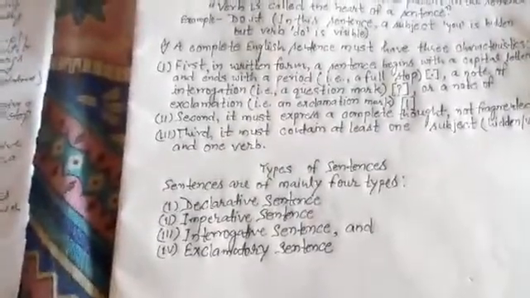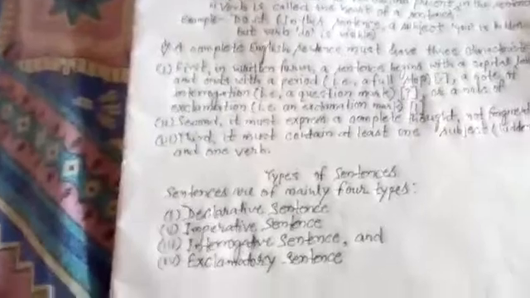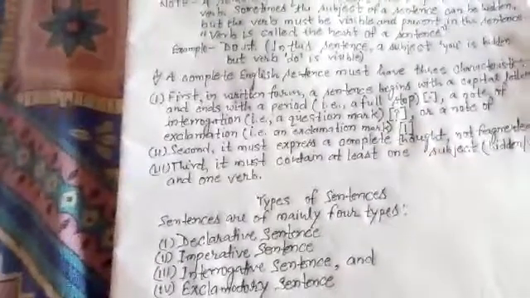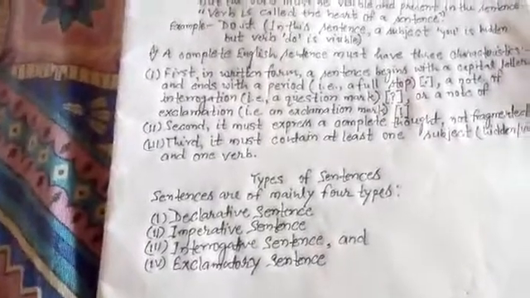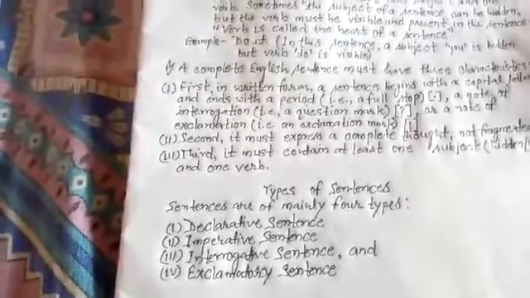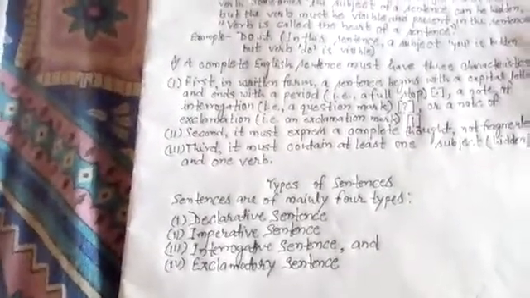Third one is interrogative sentence. An interrogative sentence asks a question. Interrogative sentences must end with a note of interrogation, that is a question mark. Like, do you know him? And after that, question mark. What are you doing today? And after that, question mark. Both sentences are interrogative sentences.